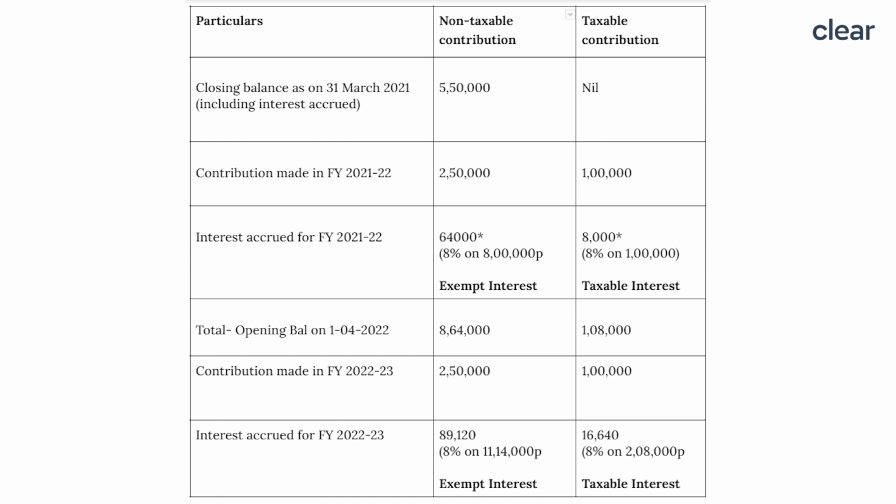Interest on rupees 8 lakhs in the non-taxable contribution account works out at rupees 64,000. Now 8 lakhs is the opening balance plus the contribution made. Now this interest of rupees 64,000 will be exempt, whereas the interest of rupees 8,000 on 1 lakh will be taxed according to the income tax slab of the individual.